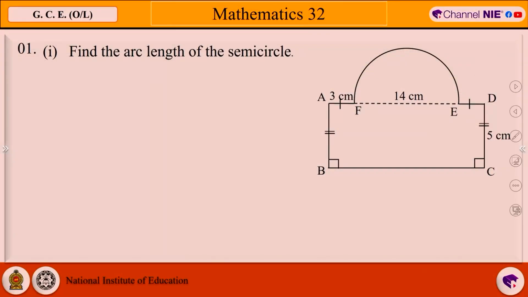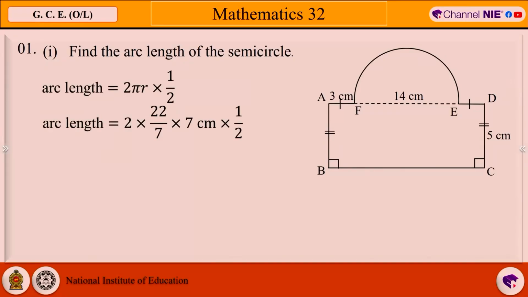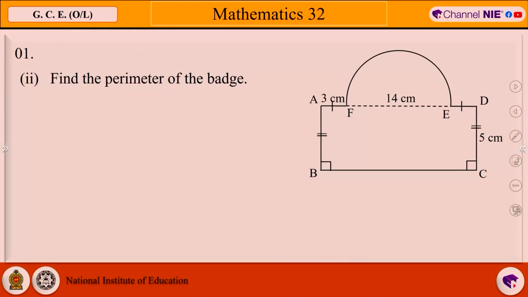It is half of a circle, isn't it? So, you can find it clearly and very easily. How? 2 times 22/7, which is 5, and r is 7 because the diameter of the semicircle is 14 centimeters. So, for the radius we have to take half of it and you have to multiply by half. Then by simplifying this, you will get the answer as 22 centimeters for the arc length of the semicircle. Okay. Then for this you will get 2 marks.